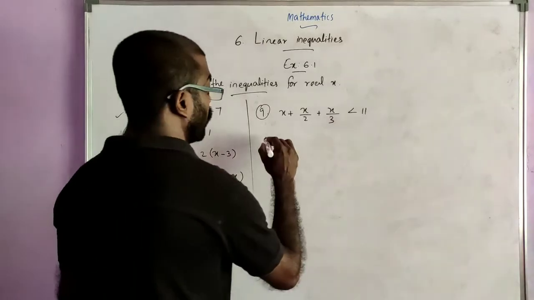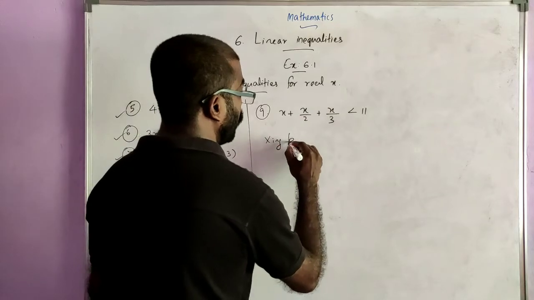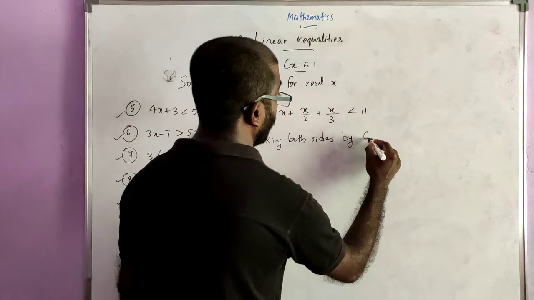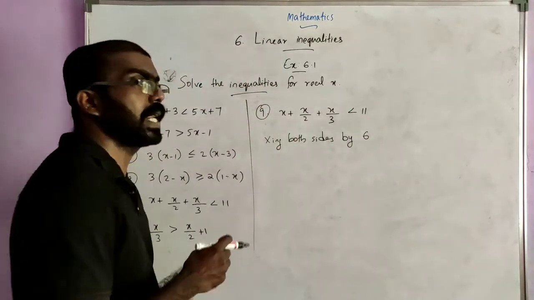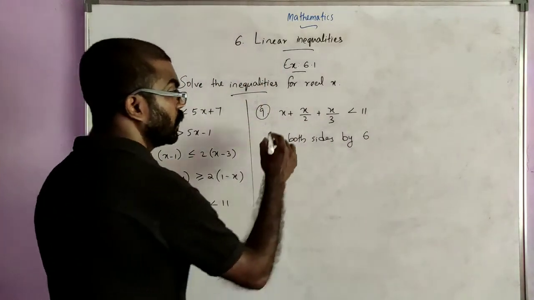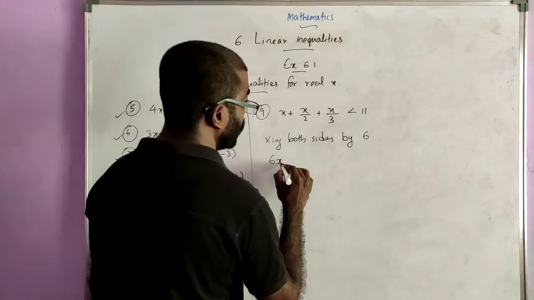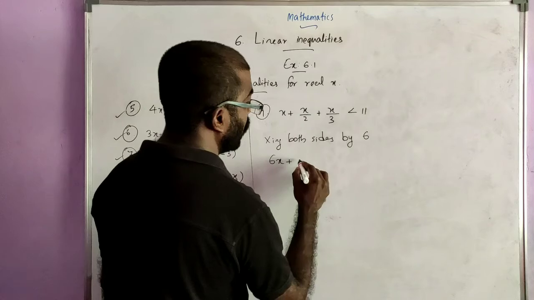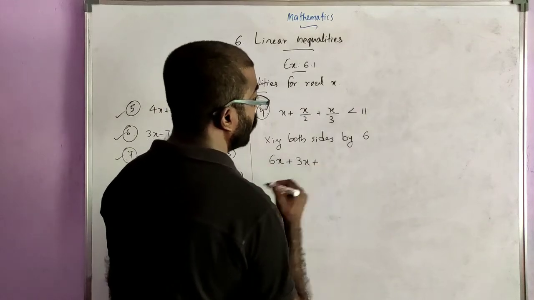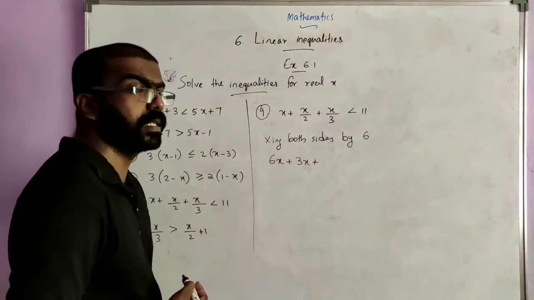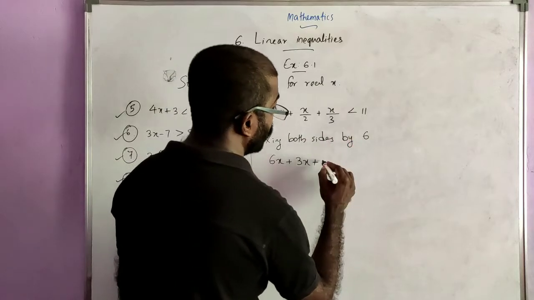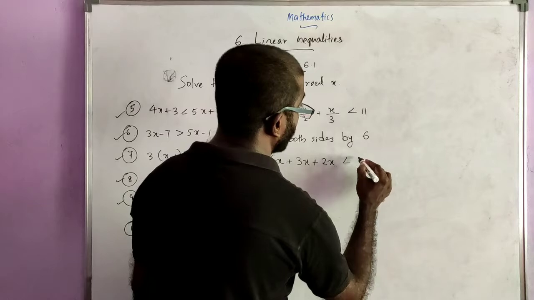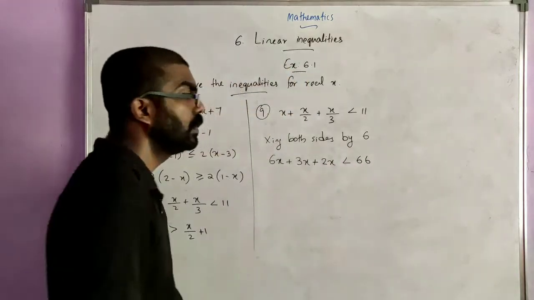Okay. So we multiply both sides by 6 in order to clear the fractions. So here, the first term 6x, then plus 6 into x by 2. 6 and 2 cancel, 3x. Then plus 6 into x by 3. 6 and 3 cancel, we get 2. So 2x less than 11 into 6. 11 into 6 is 66.